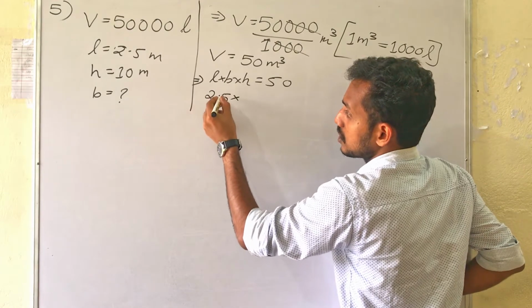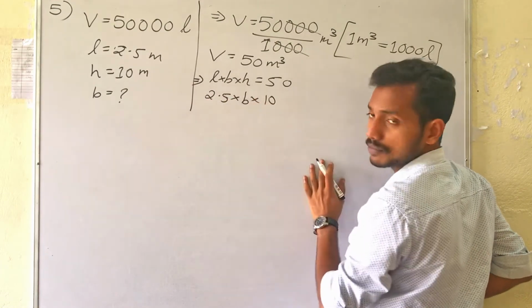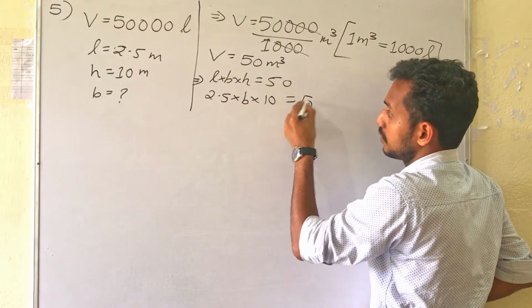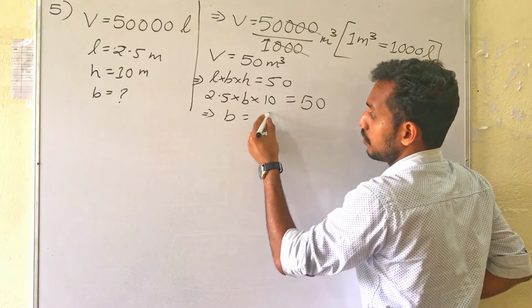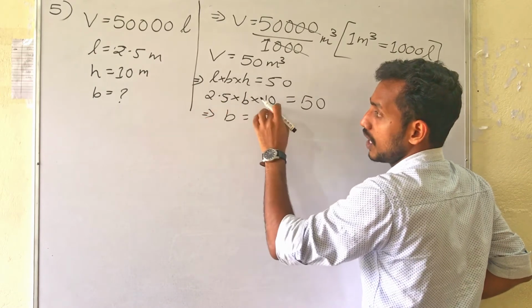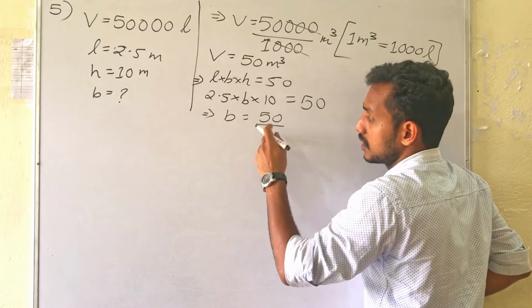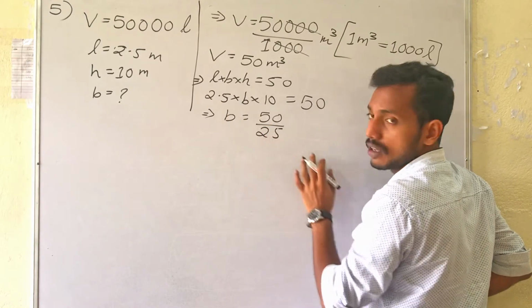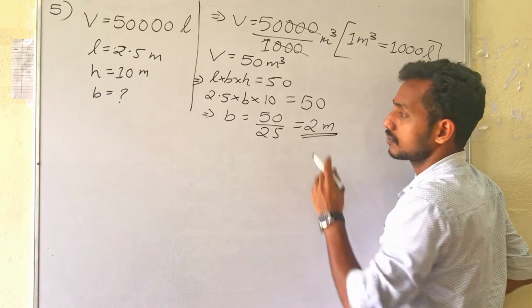2.5 into what is breadth? Breadth we have to find. What is height? Height is equal to 10, which is equal to 50. That implies breadth is equal to 50 divided by 25. This 2.5 into 10 is equal to 25. Taking 25 to the right side, it will become divided by 25, which is equal to 2 meter.